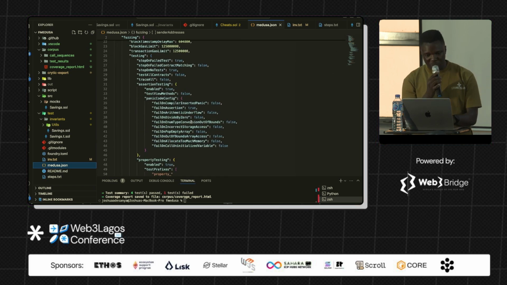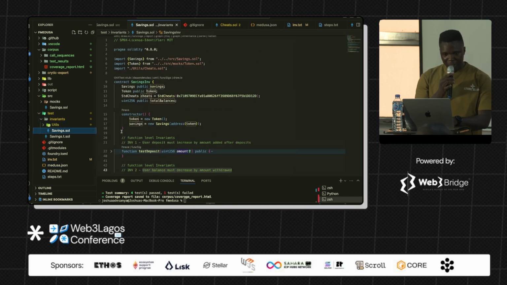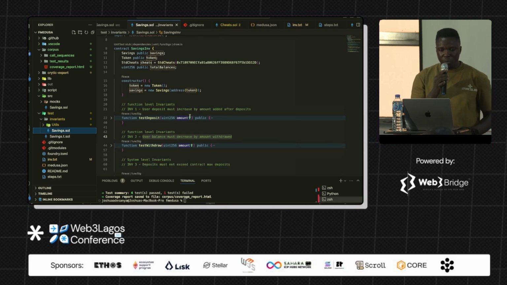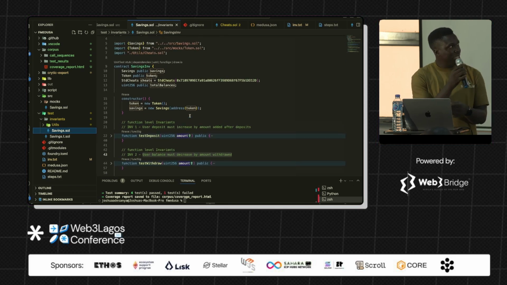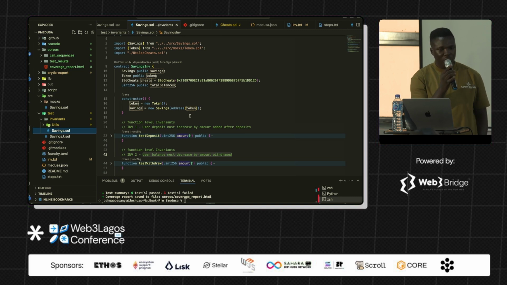Let's go straight into our fuzz test. This is the invariant folder, and I'll go straight to savings. There are a lot of things I will not mention, but I want to go to the core of it. It's just like a normal smart contract that I'm writing, but this is my fuzzing contract. The first thing I did was import the savings contract that we saw, and the tokens I'm using inside the savings.